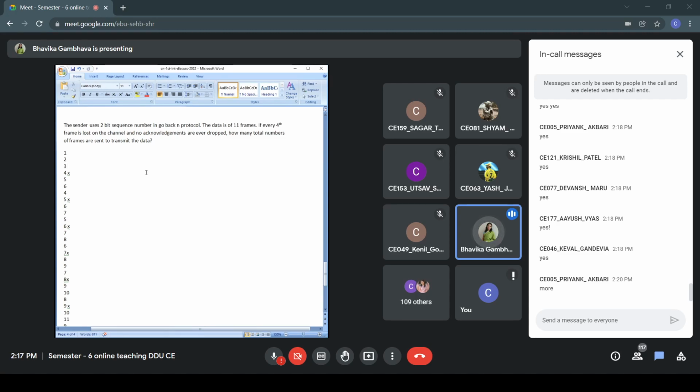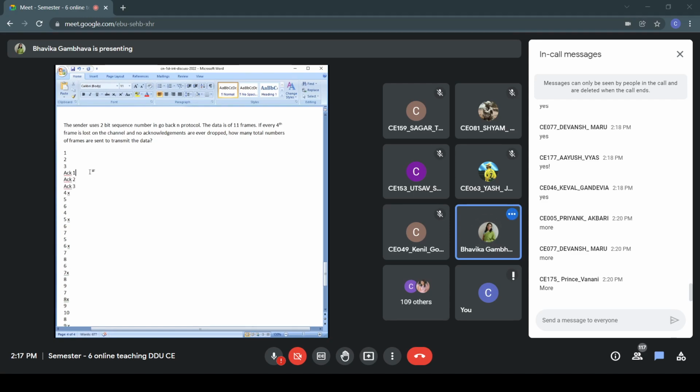Please remember that if acknowledgements are dropped, they might not harm you as much, because we are dealing with the cumulative acknowledgement. Like if you are sending 1, 2, 3, 4. Okay. So if I say 1, 2, 3, 4, then in the reverse link, we'll be having acknowledgement of 1, acknowledgement of 2, and acknowledgement of 3.